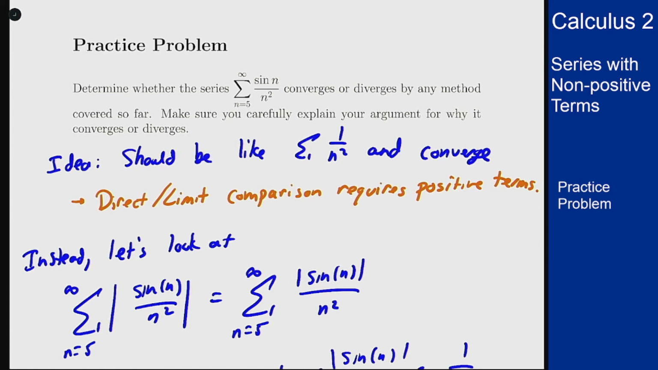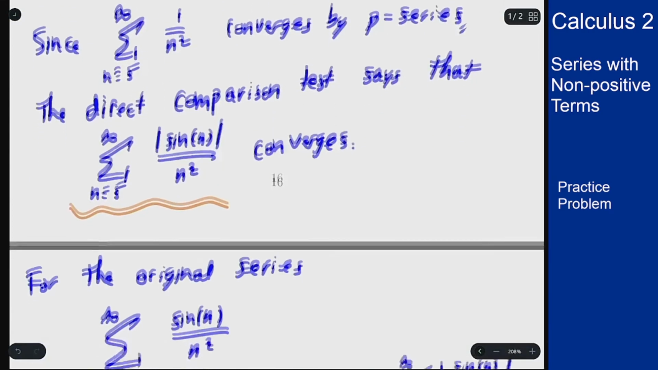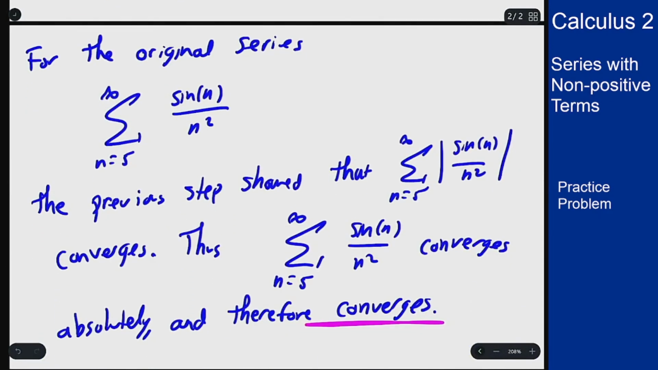And so the only catch is, when using direct comparison or limit comparison, you have to actually have a series of positive terms. So you take absolute values. And in this case, thankfully, taking absolute values gives us something that still converges. So therefore, we get absolute convergence for our series, and therefore convergence. So there's an argument laid out for how you would argue that this series converges using absolute values and a direct comparison test.